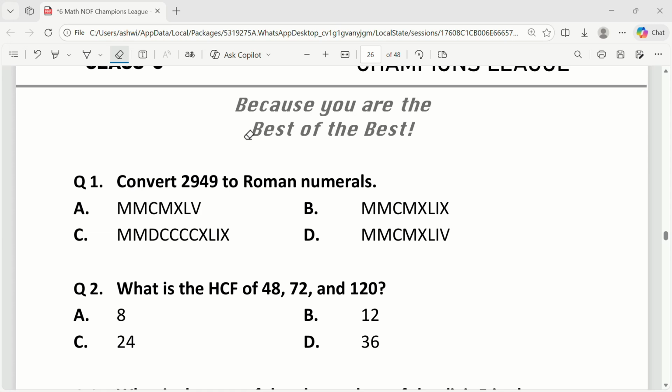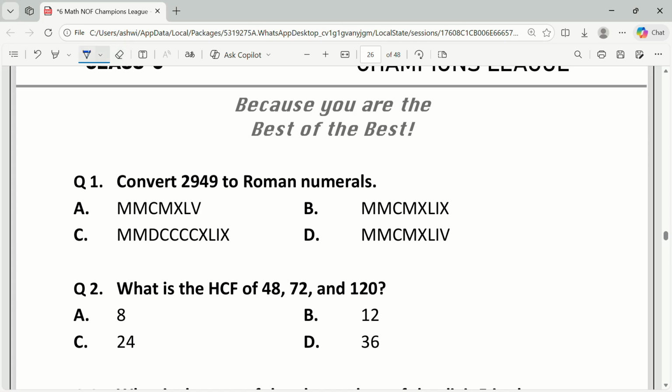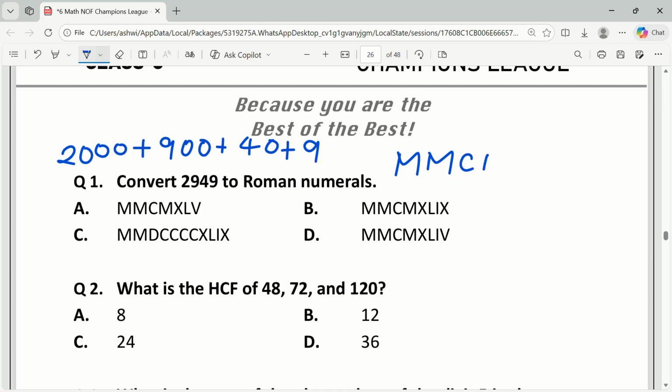The number 2949 can be written as 2000 plus 900 plus 40 plus 9. 2000 is written as MM, 900 is represented as CM, 40 is represented as XL, and 9 is represented as IX. Comparing with the given options, the answer is B.